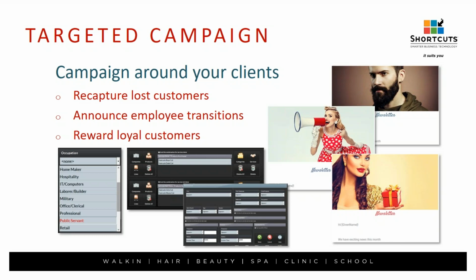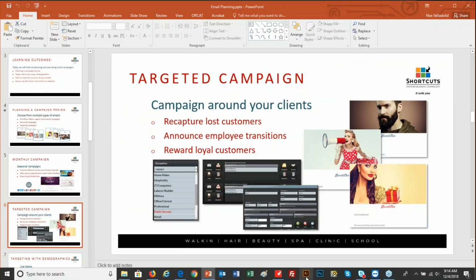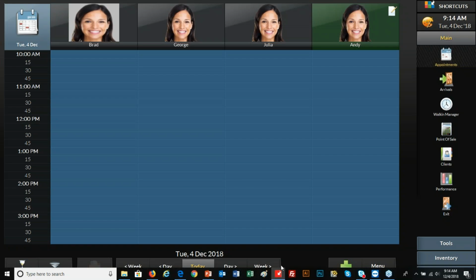So in Shortcuts, this is possibly a utility, a feature that not everybody knows about or is not really using. You have the ability to do targeted marketing to very specific groups of people. So I'm actually going to open up Shortcuts so you can see what I'm talking about. So I'll minimize PowerPoint for just a second, and I'll jump into Shortcuts.